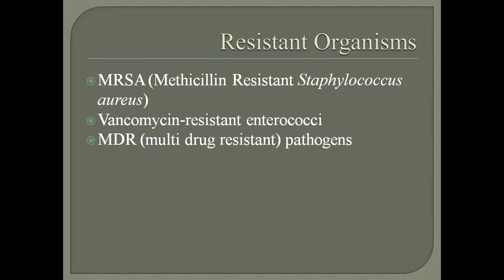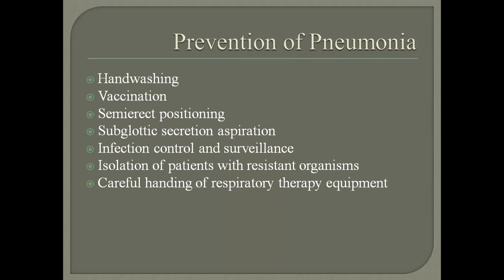When we talk about resistant organisms, again, we've mentioned this, methicillin-resistant Staph aureus, which is a gram-positive organism. We can have vancomycin-resistant enterococci, and multi-drug-resistant pathogens, those that will be problematic, such as C. diff and tuberculosis. So what about prevention?